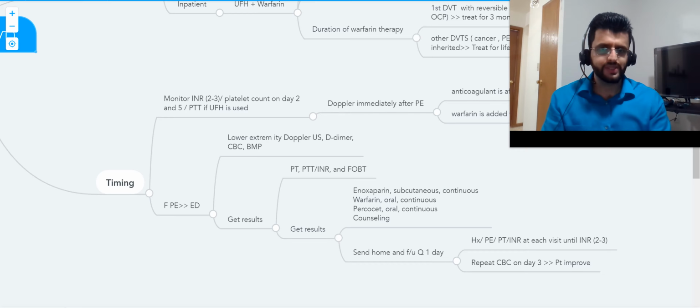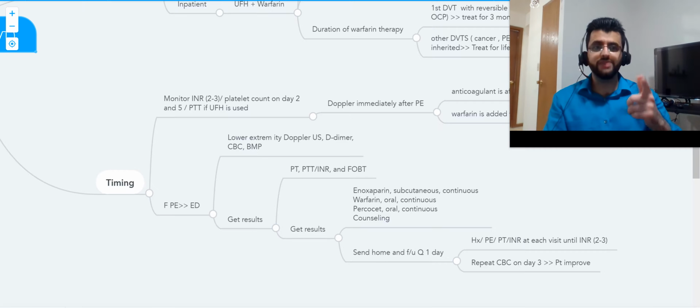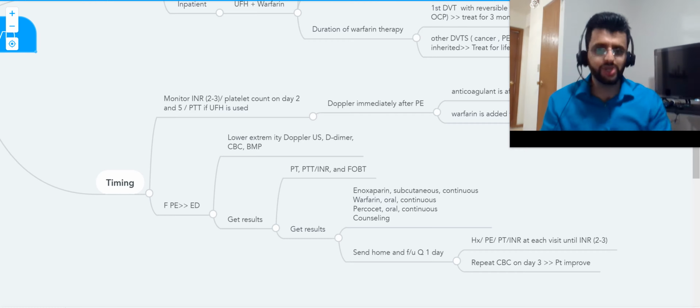Okay, so you confirm the DVT, you check the stability of the patient, if the patient is stable or not. And then you look for if there is any contraindication for anticoagulant. Yes, you see the stability of the patient, and check if there's any contraindication for anticoagulant. That's what I wanted to hear. So how do you do that?